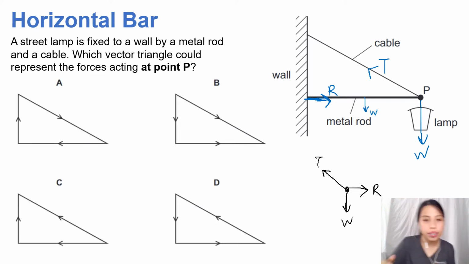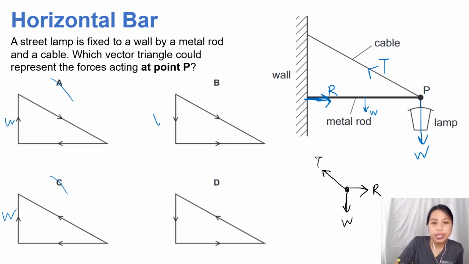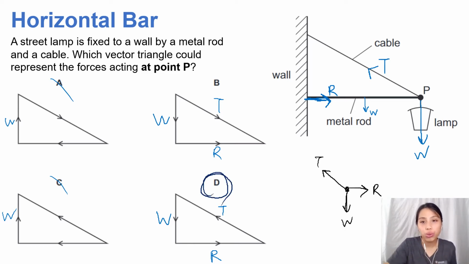Okay, let's see the choices. Ooh, it's in triangles. So let's look at the weight first, the vertical one. Weight can't be up, so these two are out. Weight down, weight down. Okay, correct. Tension, tension. And R, R. See which one's wrong? Tension's in the wrong direction for one of these. Tension should be pulling up, so in this case, D is the answer you want to choose.